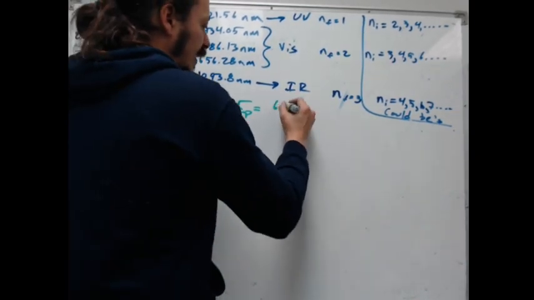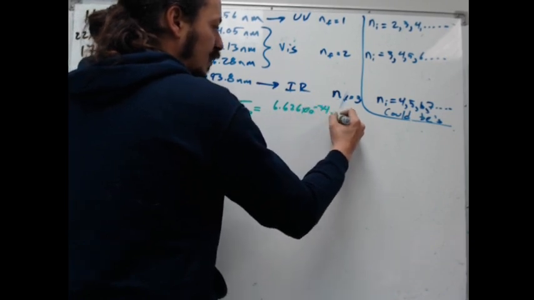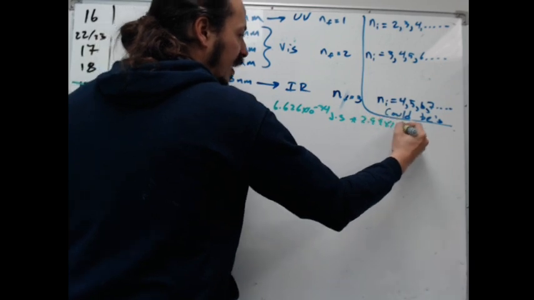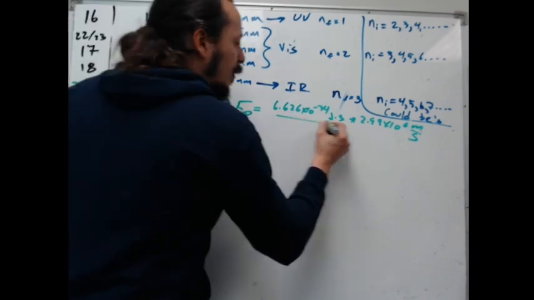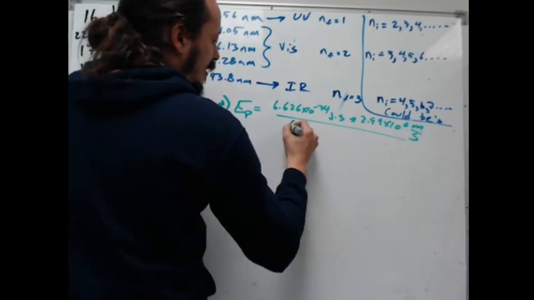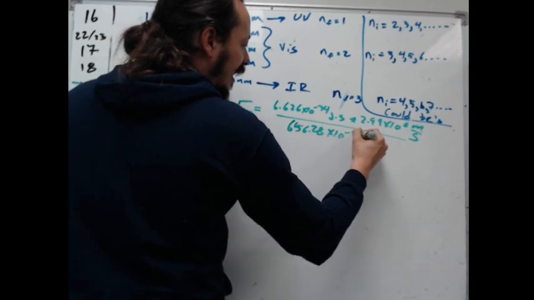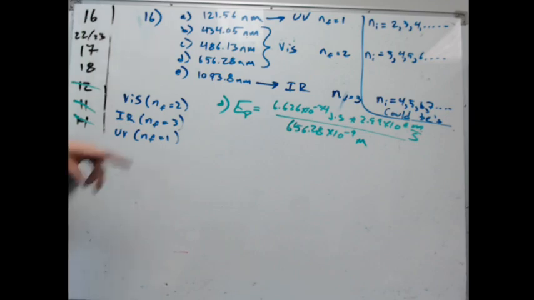Yeah. So you'd have 6.626 times 10 to the minus 34 joule seconds. You'd have 2.99 times 10 to the 8 meters per second. You would divide by 656.28 times 10 to the minus 9 meters. Meters cancels out, seconds cancels out. This gives us energy in joules.